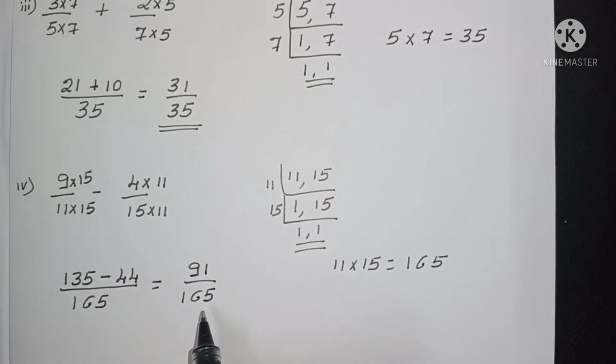91 by 165 is a proper fraction. Why? Because the denominator is greater than the numerator. So we can't convert this into a mixed fraction. So it is the answer for question 4.